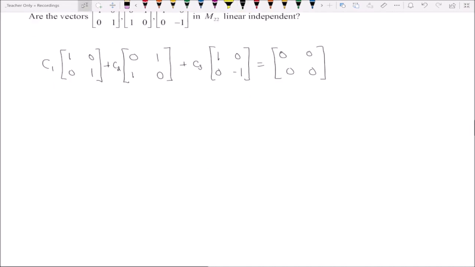Writing this as a system, we'll get that C1 plus C3 has to be 0. C2 has to be 0. And then C1 minus C3 has to be 0. Now this is actually easy enough to solve without use of Gaussian elimination. However, just to see how to do it, we're going to go ahead and set up the matrix anyway.